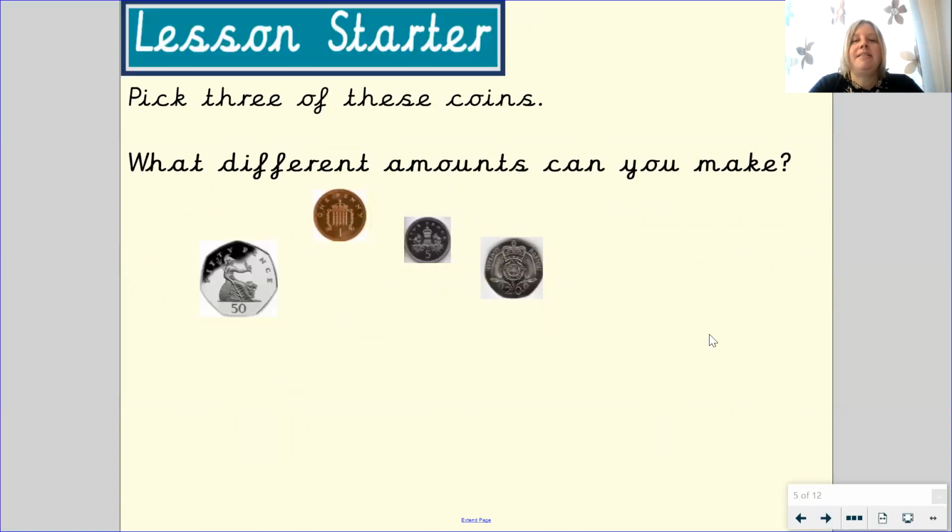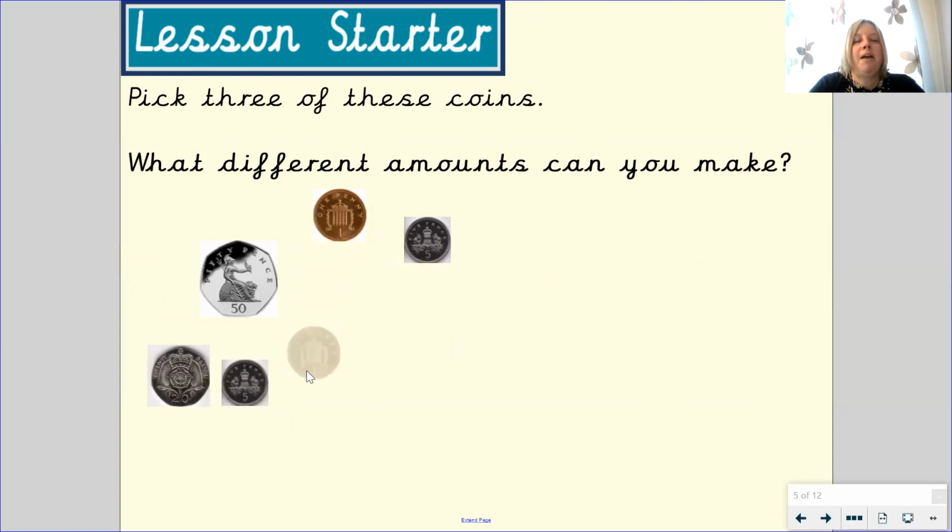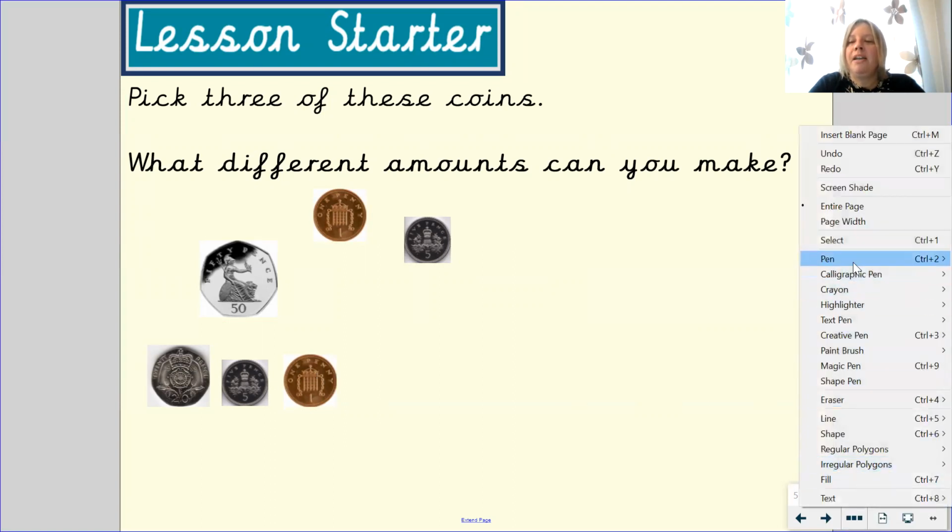Let's have a look at our lesson starter. You need to pick 3 of these coins. What different amounts could you make? So I need to choose 3 different coins. So I'm going to take a 20 pence coin. I'm going to take a 5 pence coin. And I'm going to take a 1 pence coin. If I add the coins together, how much money do I have?